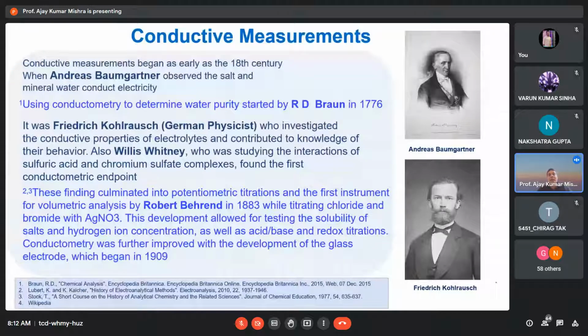So that is why, if you see, what he has done actually, he has absorbed the salt and the mineral water conducts electricity. So that is the concept I was trying to bring to you, so that you are quite aware of that. We are doing it every day, but we do not see what is happening from the chemistry point of view, right?